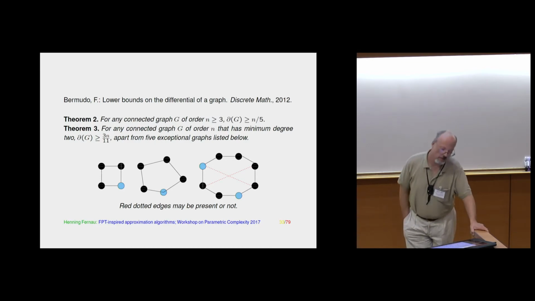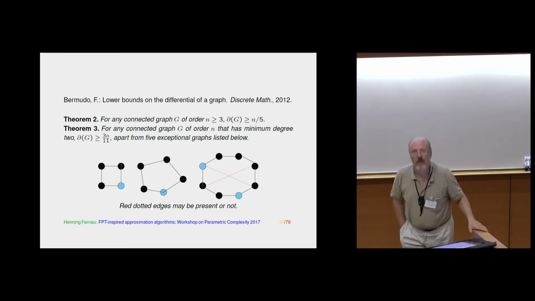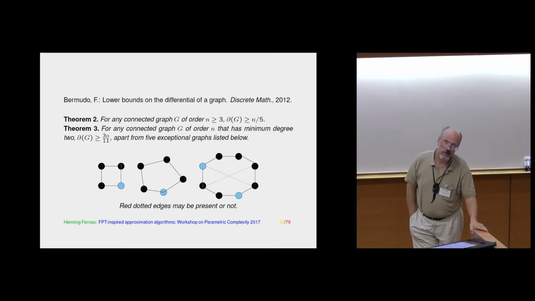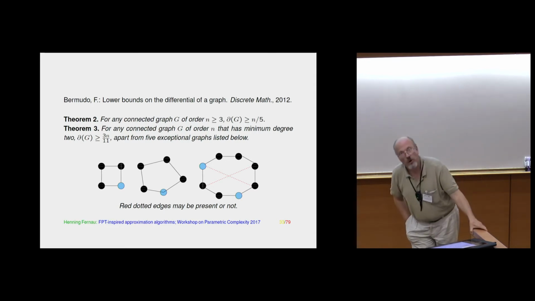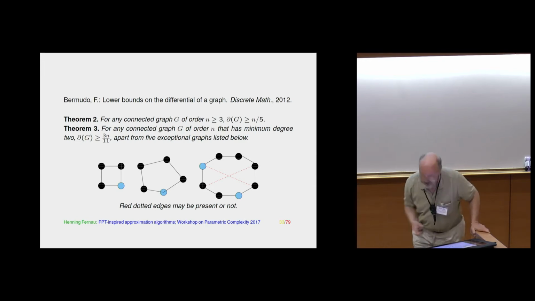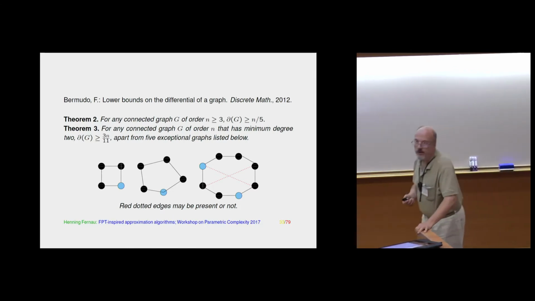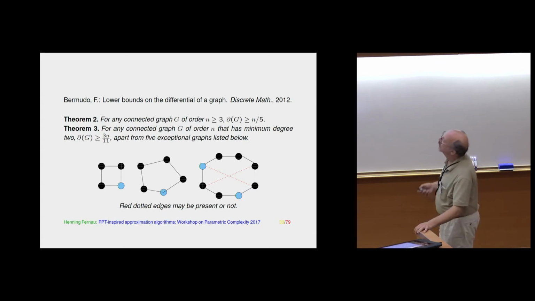If I have a minimum degree of at least 2, well, it's not quite correct what's stated there, then I have a lower bound of 3n over 11, except for some exceptional graphs, which are actually listed here in this little picture. So maybe just to convince you once more about this, or to increase our understanding of this notion.